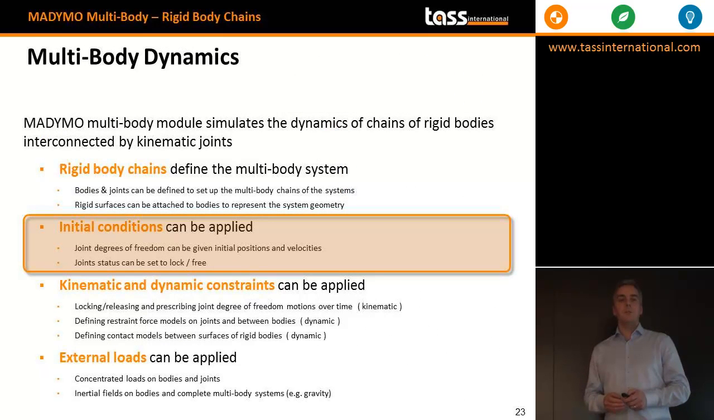This was about the rigid body chain and its geometry definition. Next we will move to the initial conditions.